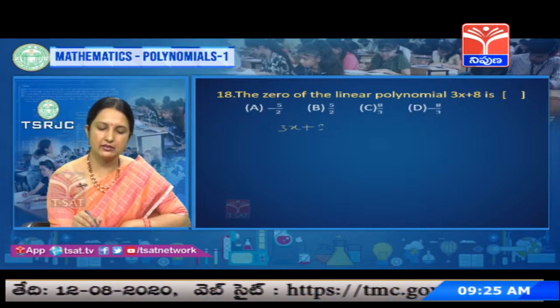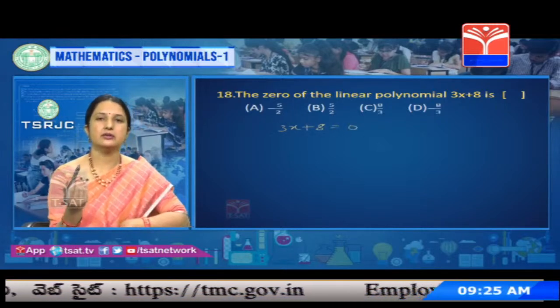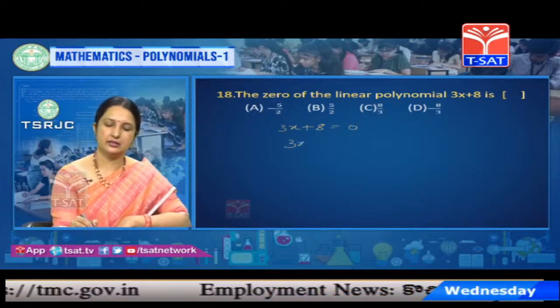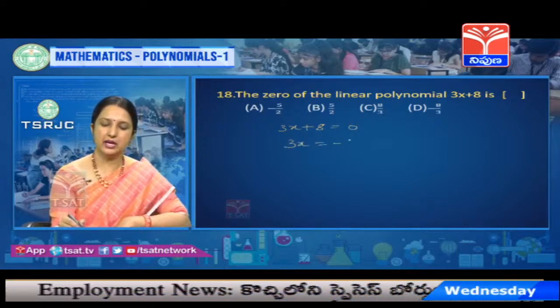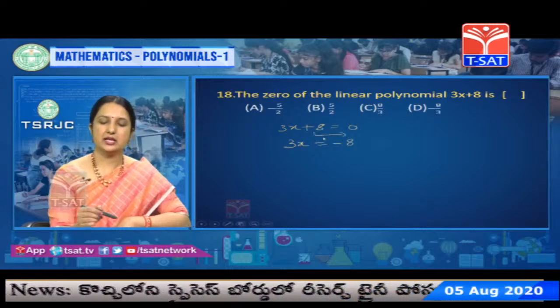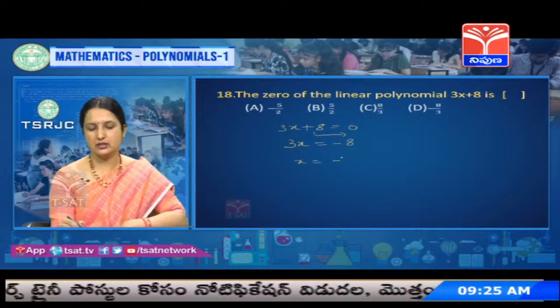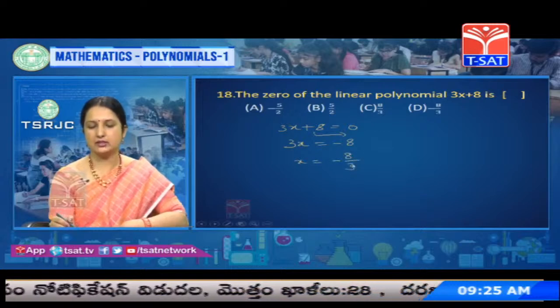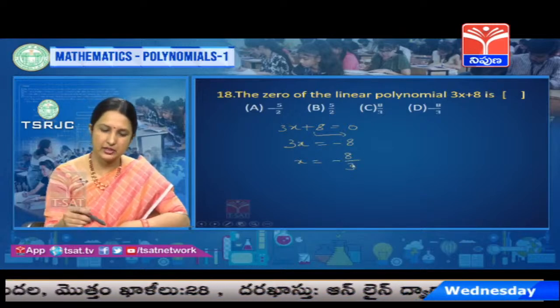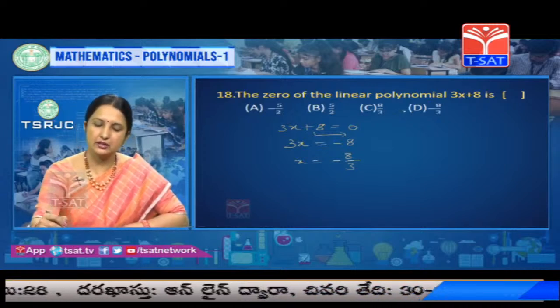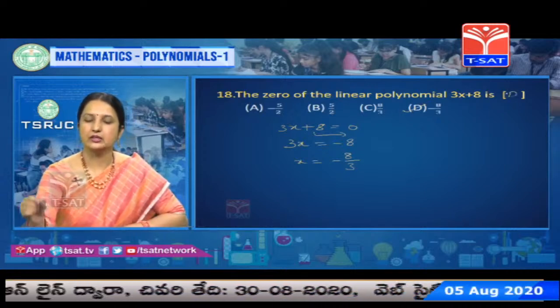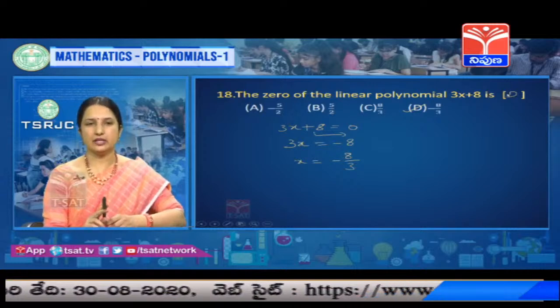3x plus 8 equals 0, you write. Then what will you get? 3x equals minus 8. When plus 8 goes to this side, it will become minus 8. x equals minus 8 by 3 is the 0 of this polynomial. So where is that option? Option D. So D is the correct one.